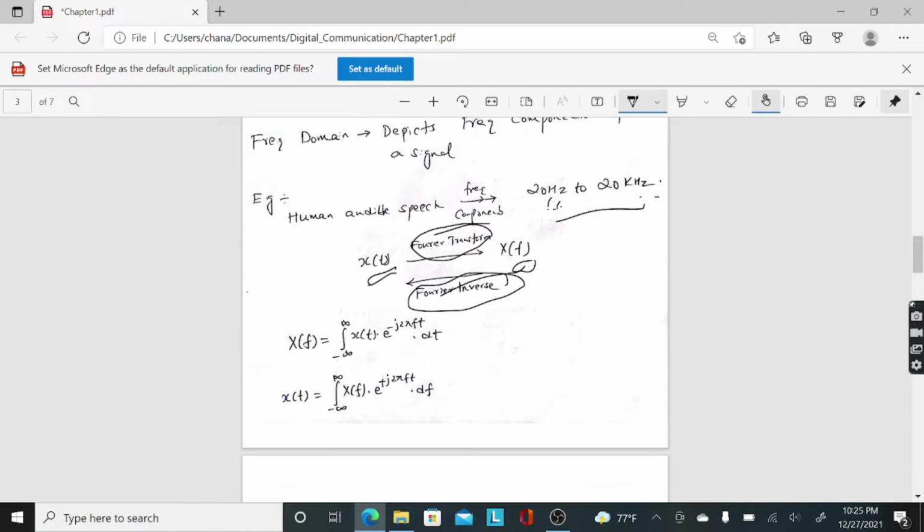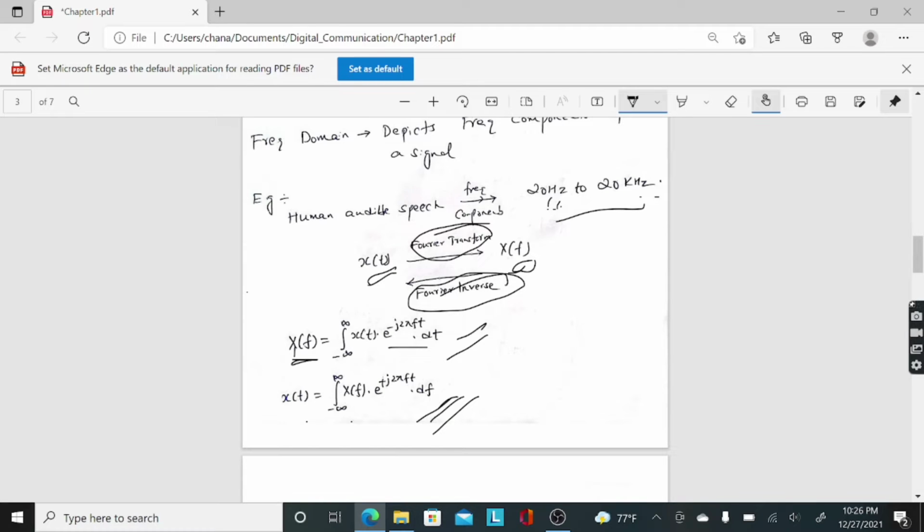The formula of Fourier transform is capital X of f. As I said, the frequency domain is always represented with the capital letter. Capital X of f is the integral from minus infinity to infinity of x of t e power minus j 2 pi f t dt. And the formula for Fourier inverse is x of t equals the integral from minus infinity to infinity of capital X of f e power plus j 2 pi f t df. So this is the Fourier transform, and this is the Fourier inverse formula.